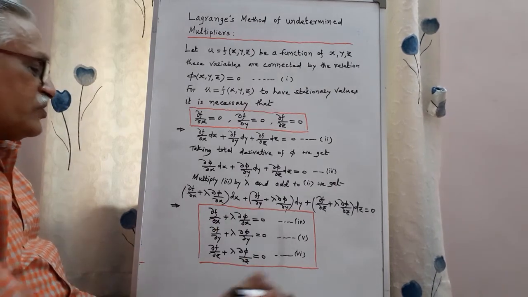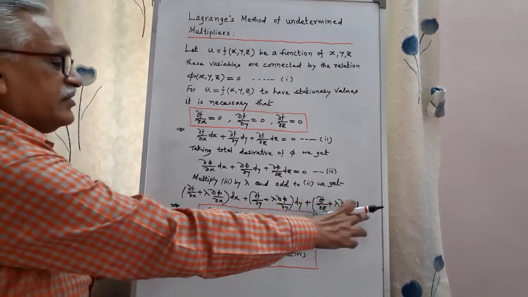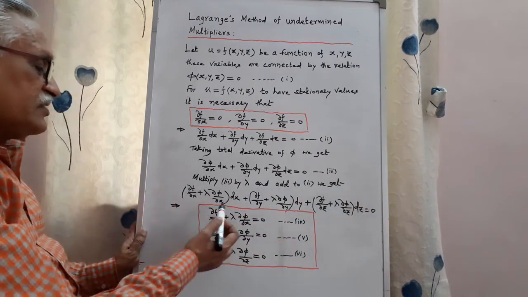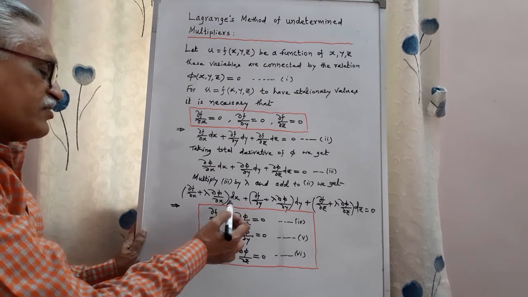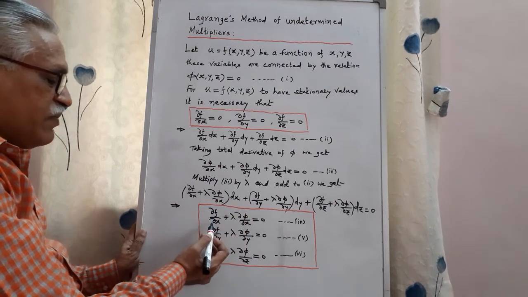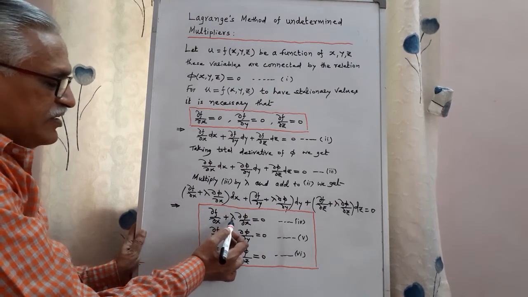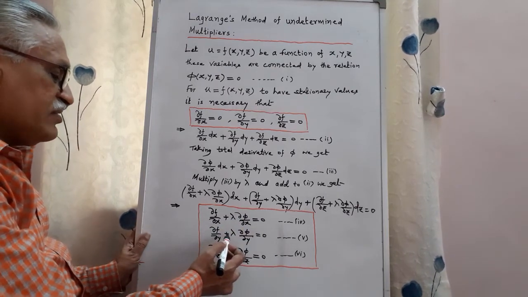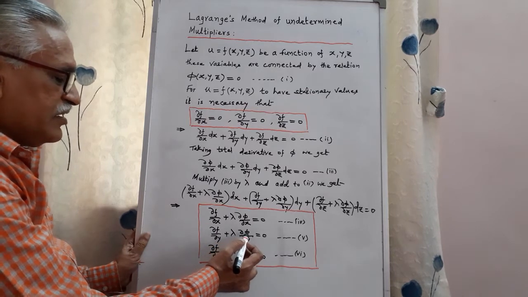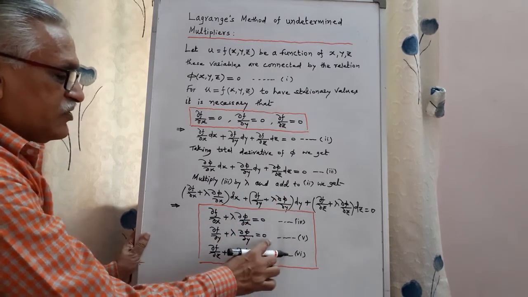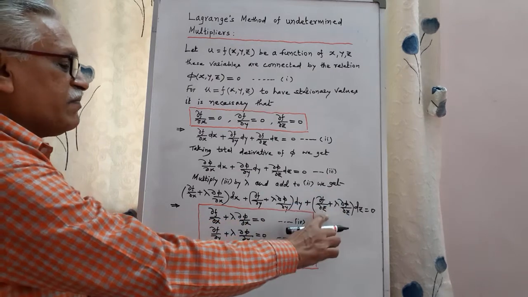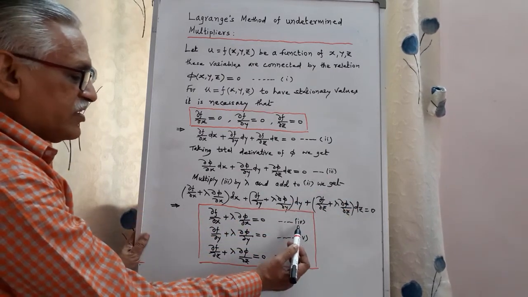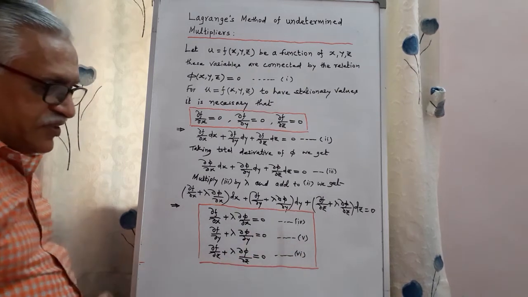And then comparing two sides, we get 0 dx, 0 dy plus 0 dz. Comparing the coefficient of dx, we get dou f by dou x plus lambda dou phi by dou x equals 0. Dou f by dou y plus lambda into dou phi by dou y equals 0. And the third, dou f by dou z plus lambda dou phi by dou z equals 0. We call these equations 4, 5th and 6th.